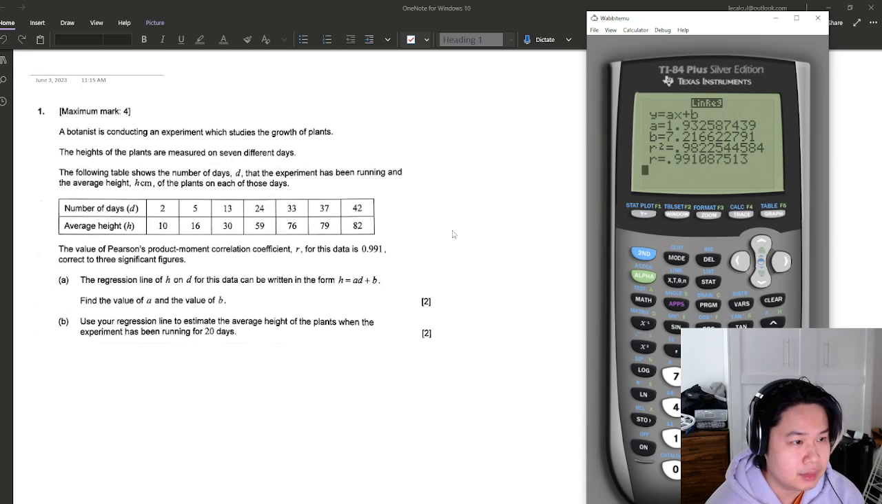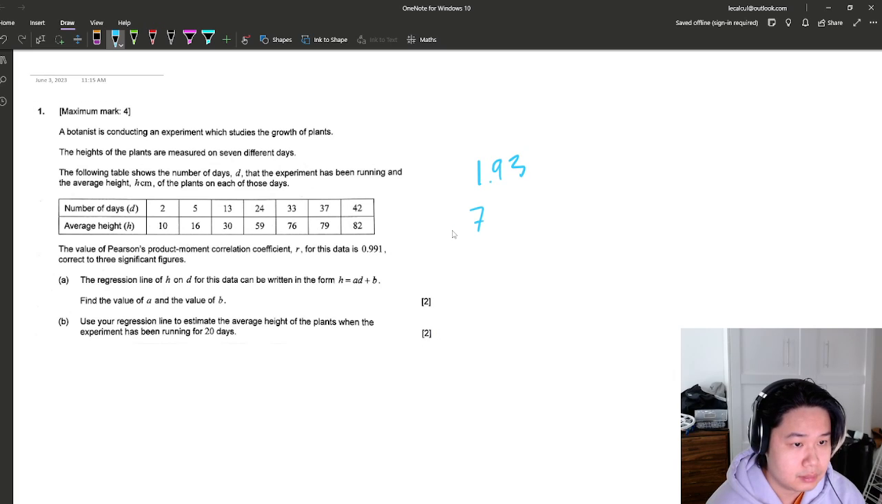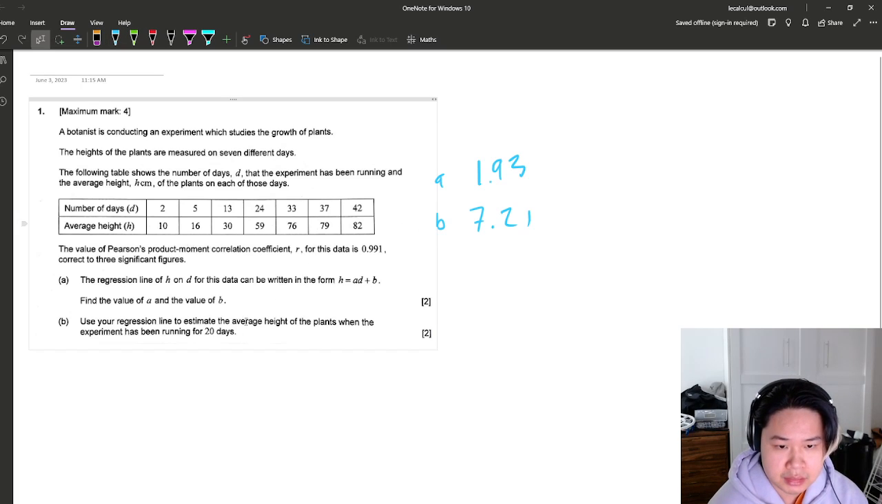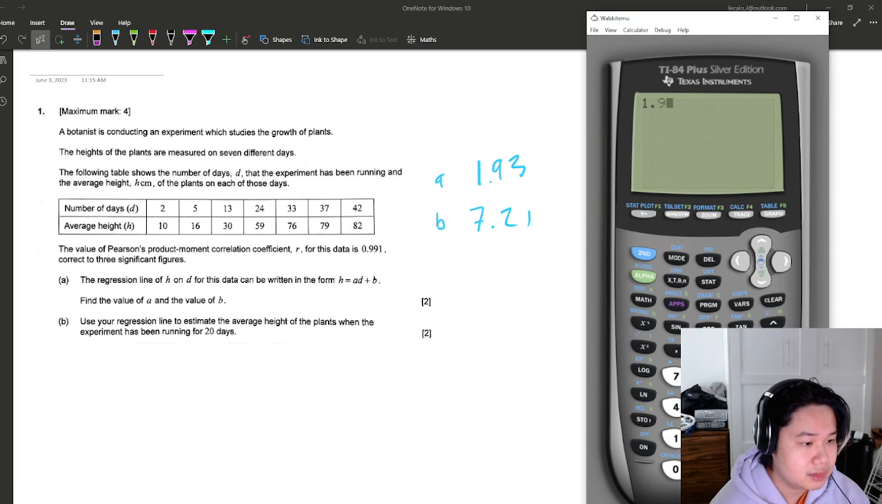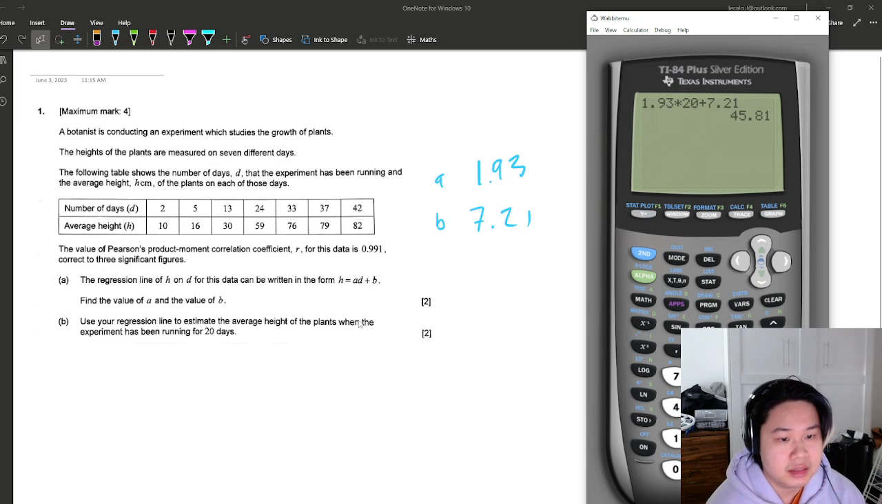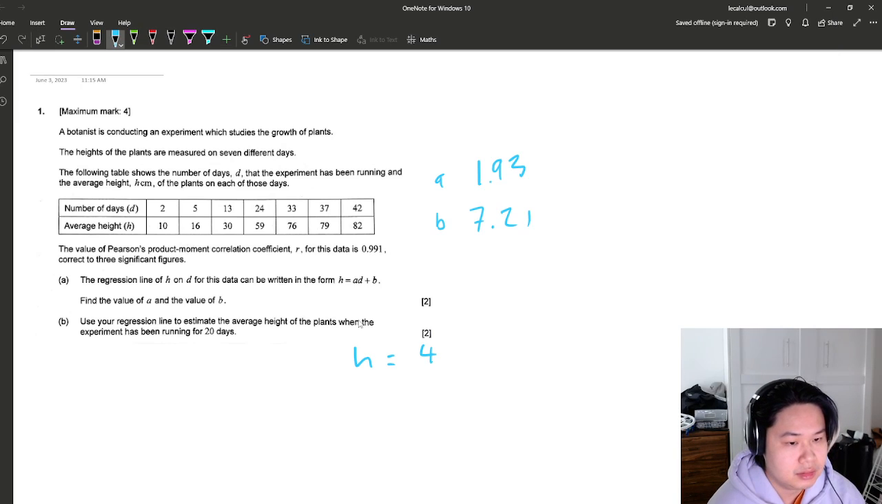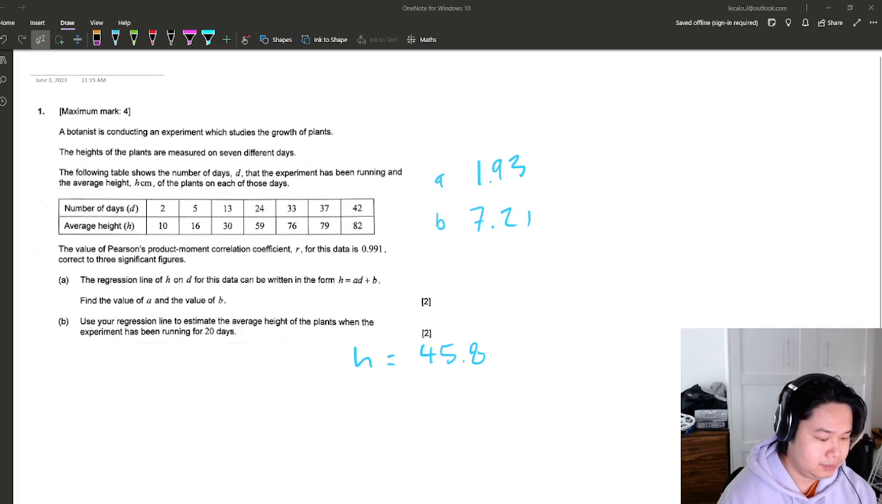So there's your A and B, 193, 721. Okay, and then we are going to estimate the average height of the person if the experiment's gone for 20 days. So we just find our H value when the D value is 20. So now that we have a linear regression formula, you can just slap it in. So 45.81. So 45.8, whatever this is, centimeters, doesn't matter. Okay, next one.